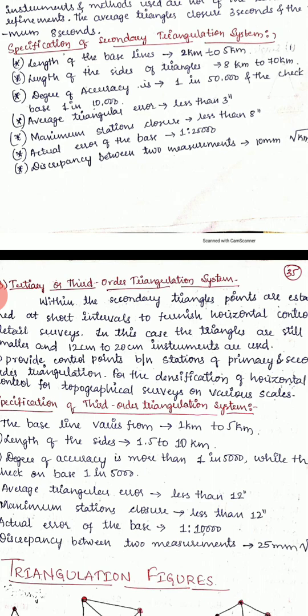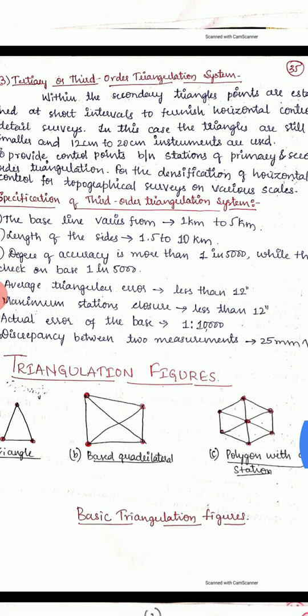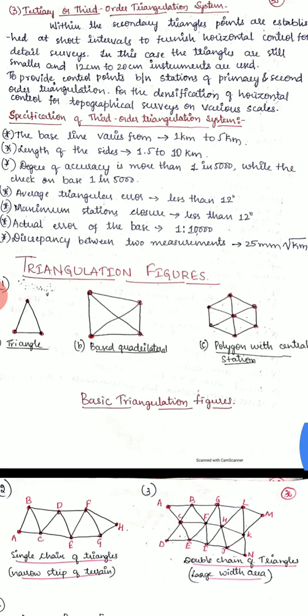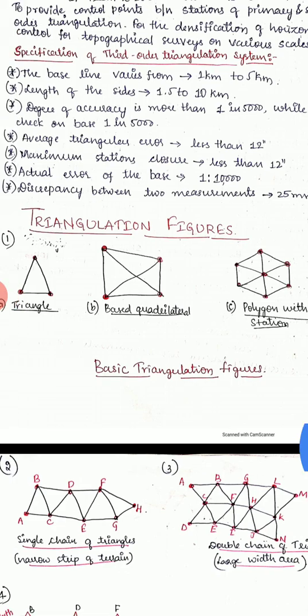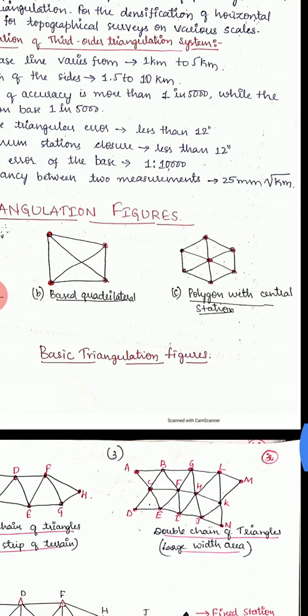In these cases, triangles are still small, and 12 cm to 20 cm instruments are used to provide control points between a station of a primary and a secondary order triangulation, for the justification of horizontal control for topographical surveys on various scales. So this also has some specifications. After that, triangulation figures. See here, basic triangulation figures are: first one is triangle, based quadrilateral, polygon with a central station.